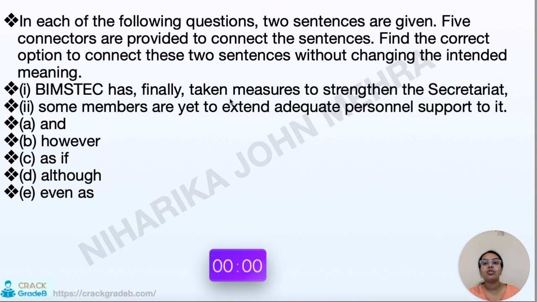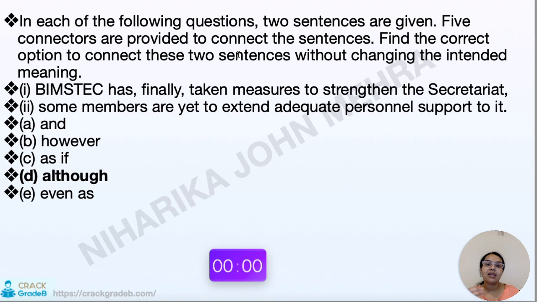Then measure. Now, finally, something has been discussed. Second, members to extend education. Second is in contrast. Finally, help. Now it says, okay, go through the instruction. Find the correct option that could connect these two, the meaning, not given to be in the beginning or in between.